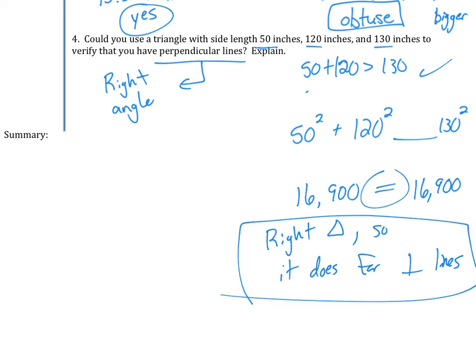All right, so we learned today that if a squared plus b squared equals c squared, it is a right triangle. If c squared is smaller than a squared plus b squared, it is acute. And if c squared is bigger than a squared plus b squared, it is obtuse.